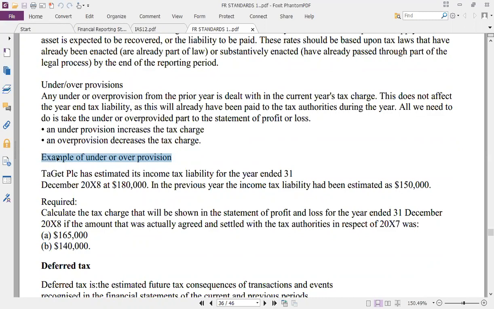Required: calculate the tax charge that will be shown in the statement of profit or loss for the year ended 31st December 2018. If the amount that was actually agreed and settled with the tax authority in respect of 2017 was 165,000 and 140,000. This is the question. They say the target PLC has estimated its income tax liability for the year ended 31st December 2018 at 180,000. Okay. So what was that figure? That becomes the current year tax.